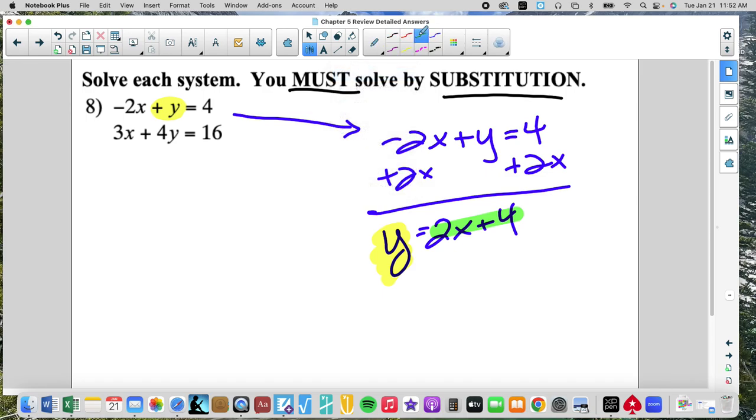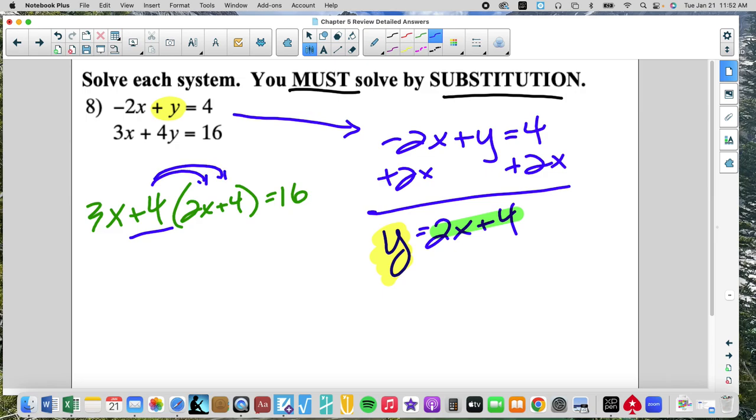Let's do that in green. 3x plus 4, instead of doing y, I'm going to substitute what this y is equal to, 2x plus 4, equals 16. I'm going to distribute the 4 into the parentheses. 3x plus 8x plus 16 equals 16. I'm going to combine like terms on the same side.